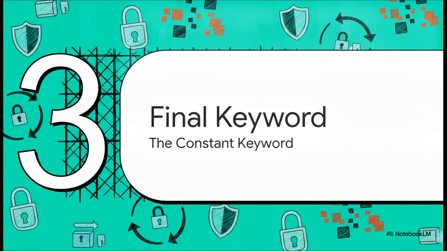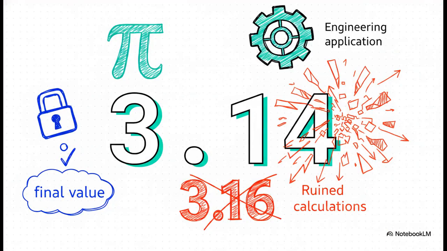All right, part 3, final, the constant keyword. Let's completely pivot to a new problem here. We've optimized our memory, sure, but how do we protect our data from accidental mutation? I mean, one of the absolute biggest headaches in programming is when a value you rely on gets unexpectedly changed by some other part of your code. Take a classic math constant, pi.